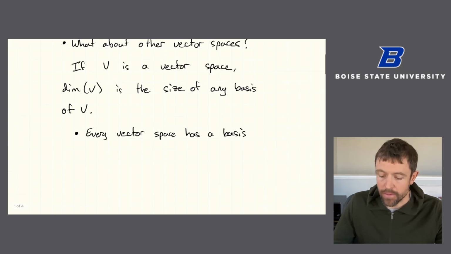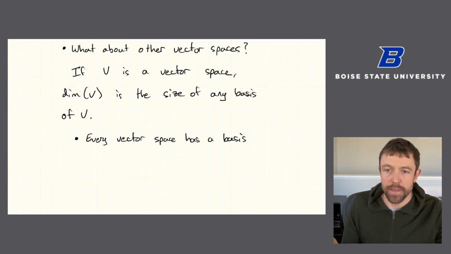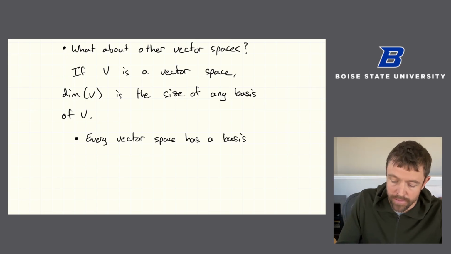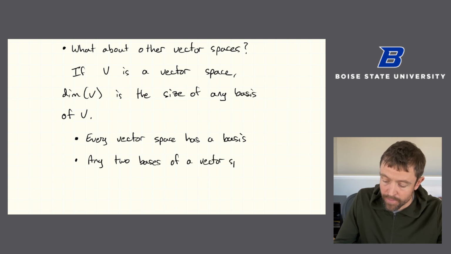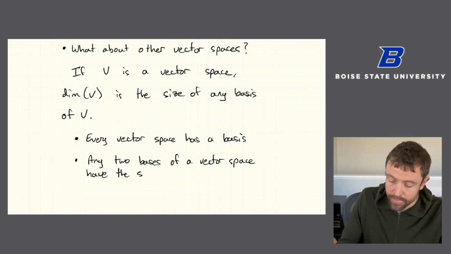Then there's a secondary question. Okay, well, I believe you. Every vector space has a basis, but do they always have the same size? Because if the dimension is the size of any basis, what if I find two different bases for the same space and they're different sizes? That can never happen. Any two bases of a vector space have the same size.